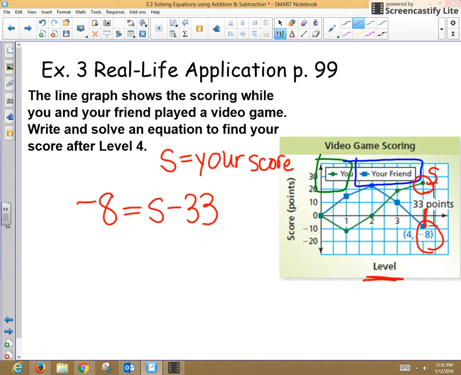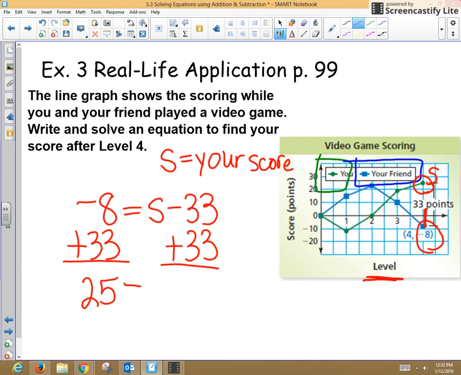Now to solve this, we can use the addition property of equality. So I'm going to isolate the variable S. To do that, instead of subtracting 33, I'm going to do the opposite, which is add 33 to both sides. -8 plus 33, they have different signs, so subtract. The difference is +25. And these two will cancel out to 0, so I'm left with 25 equals S. So that means our score was 25 points.